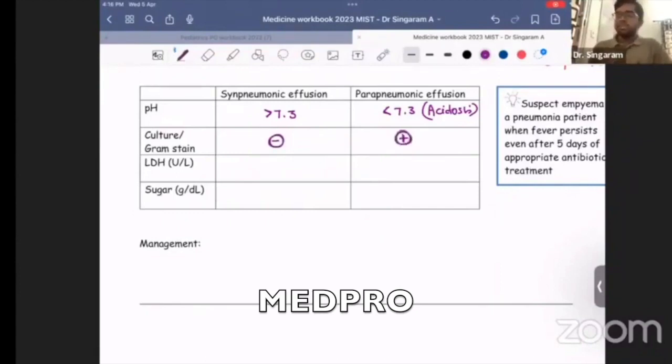Then LDH, I told you, pneumonic is just a spillover of inflammation. So, the levels will be less than 1000. It will be like less increase. Whereas parapneumonic effusion is a proper infection with inflammation, so it will be more than 1000 units per liter.